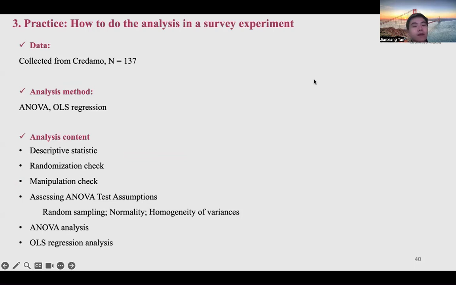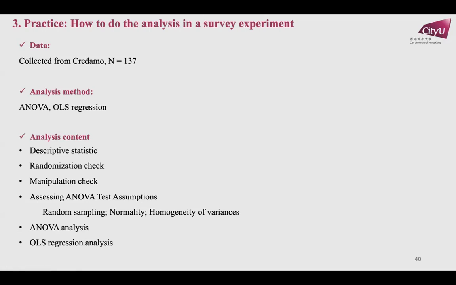So for the data, this is panel test data collected from Credemo, and the total number is 137. The analysis methods include ANOVA and OLS regression. For the analysis content, we will do a descriptive analysis first and then do the randomization and manipulation checks.